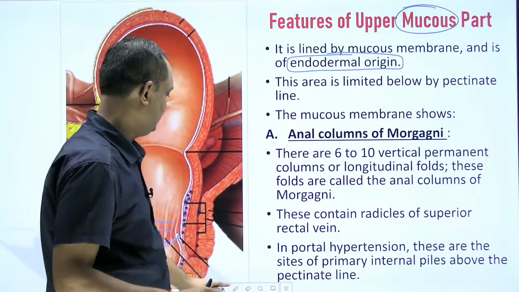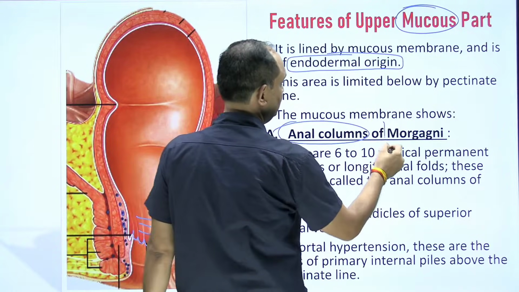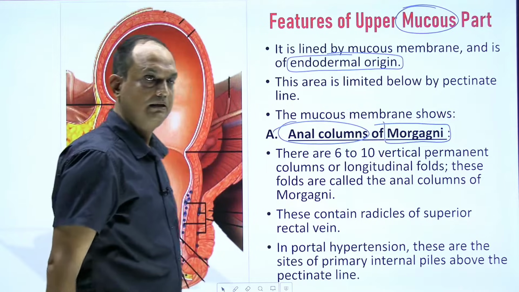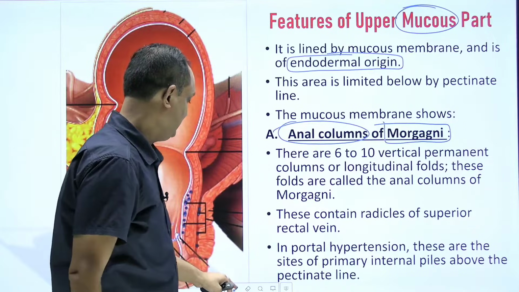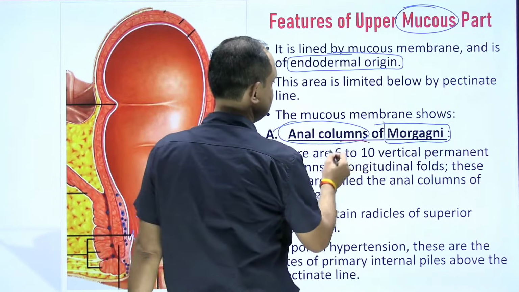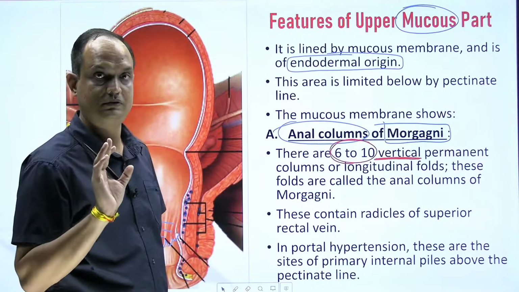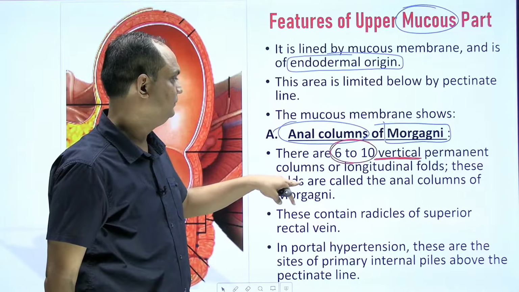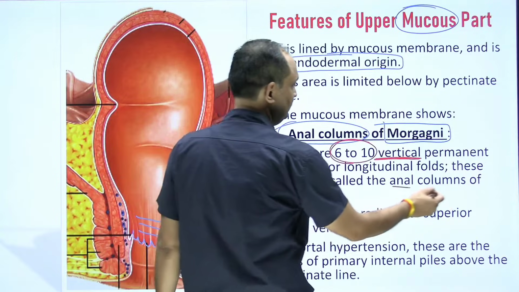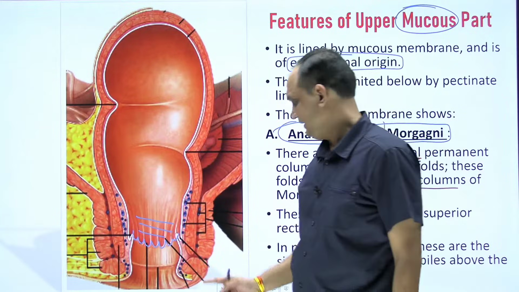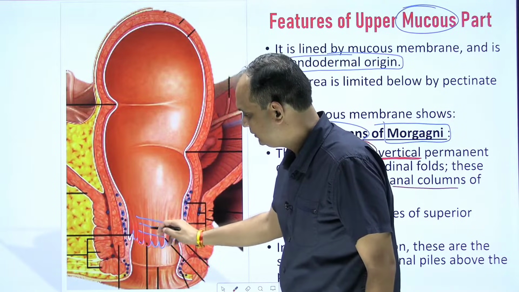The first and important feature is the presence of longitudinal anal columns, and these are known as the columns of Morgagni. These are longitudinally placed columns, and they are 6 to 10 in number. These are vertically placed and are permanent folds. Now these permanent longitudinal folds present in the upper part of the anal canal are known as the anal columns of Morgagni, which you can appreciate in this diagram, where here are the longitudinal columns, which are the anal columns of Morgagni.